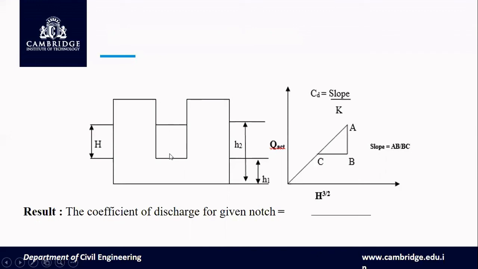See how the head over the notch is usually measured. This represents the head over the notch. H1 and H2 will be the initial and final water levels.